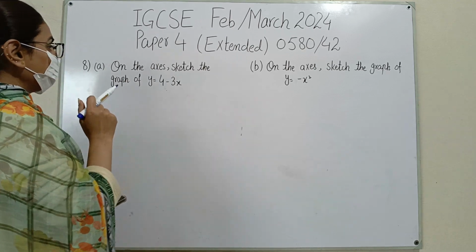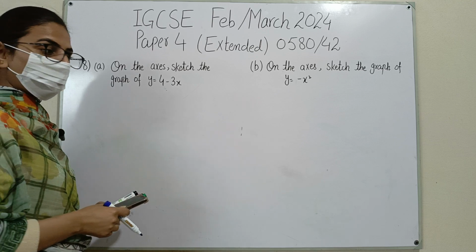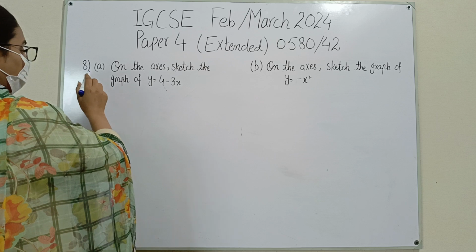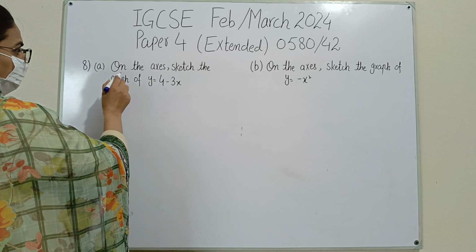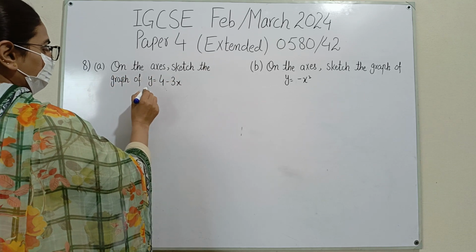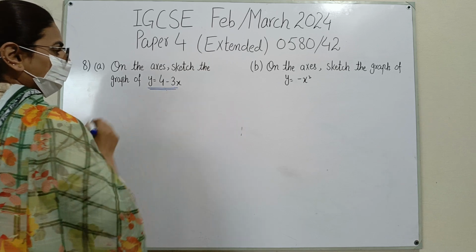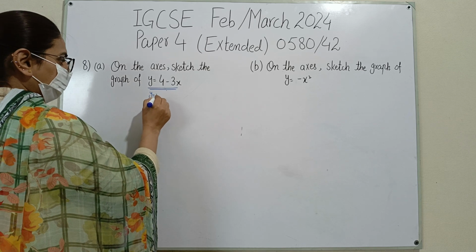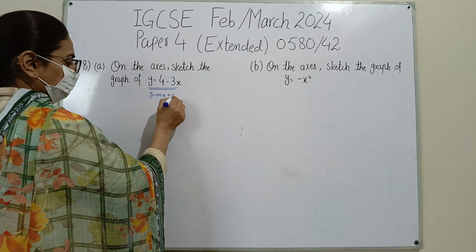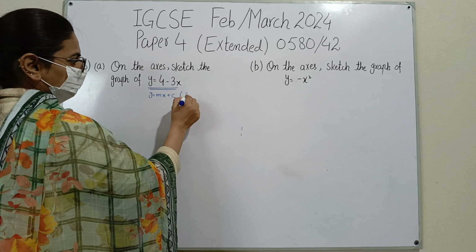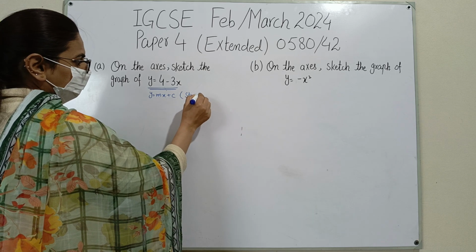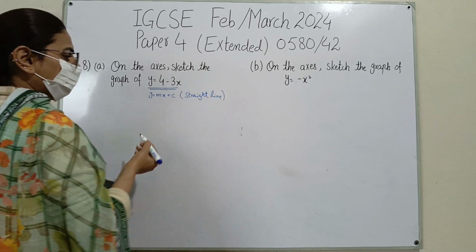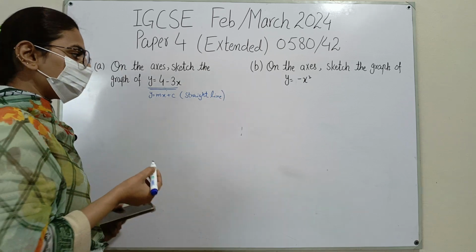In this question, I will teach you how to draw the graph. In question number 8 part A, the examiner is asking to sketch the graph of this thing. If you compare this with y equals mx, this is the equation of a straight line. This is a straight line. In order to sketch it, we have to put the rough values.